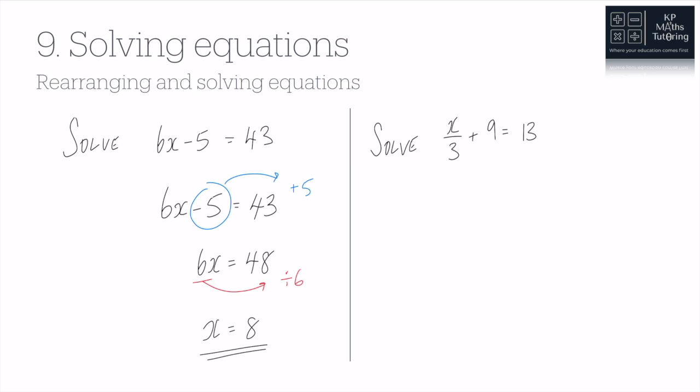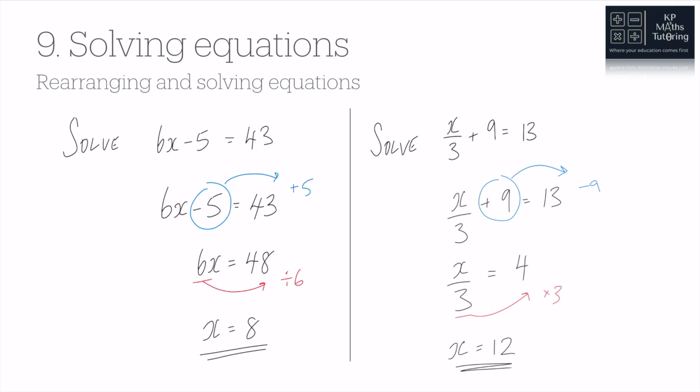The next one, a bit different, but the concept is still the same. In this one, the reason we moved the minus 5 first was because it was not attached to the x. Same thing here. This plus 9 is not attached to this x, so we move this one first. Circle it, move it over, and it's a plus 9 now, so when we move it over, it becomes a minus 9. x over 3 means x divided by 3, so when you take this 3 over, it becomes a times by 3, and then 4 times by 3 gives you 12. Double check it. 12 divided by 3 is 4. 4 plus 9 gives you 13. So just remember your rules of solving. When you're moving something over an equal sign, it changes sign. If you have x's on both sides of the equation, move the smaller x.